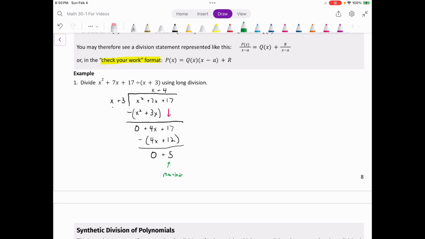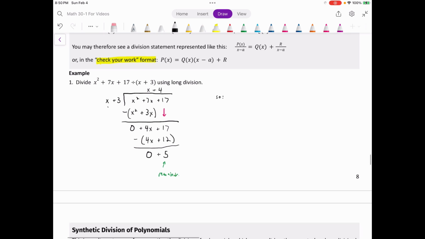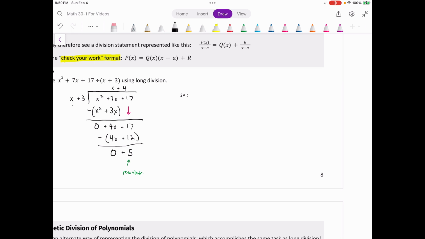So as a division statement, we could say that p of x, our x squared plus 7x plus 17, divided by x plus 3 is equal to our quotient. Our quotient is x plus 4. I just like to put it in brackets just to make things a little more clear, plus the remainder over the divisor. Our remainder is 5, and our divisor was x plus 3. Okay, that is the result. Let's check our work.